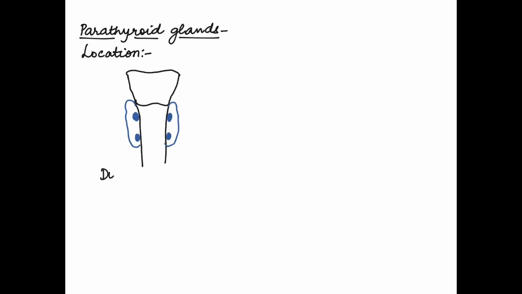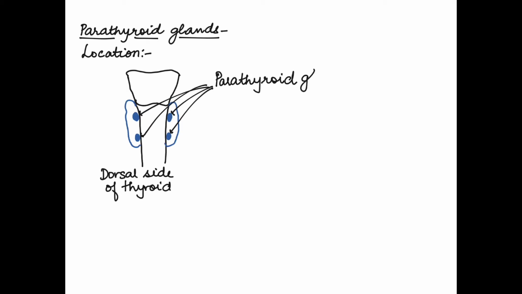In this video, I'm going to talk about the parathyroid glands, its location, the hormones secreted by it, the functions of the hormones, and the disorders. Now here we can see the dorsal side of the trachea and the thyroid gland. So this is the back side, or we say the dorsal side, that is seen here.